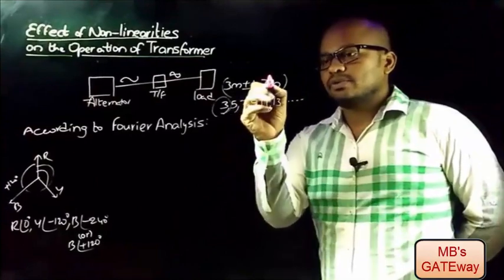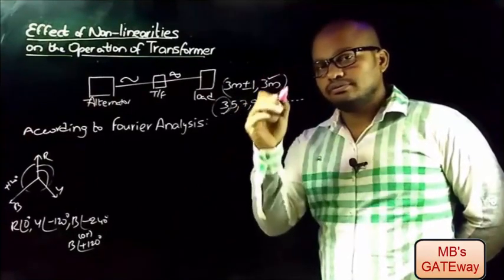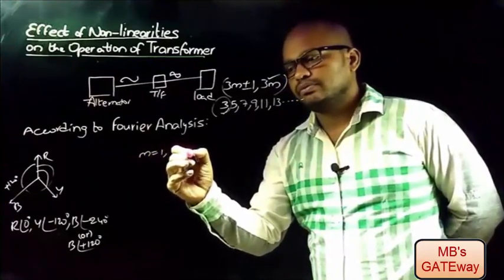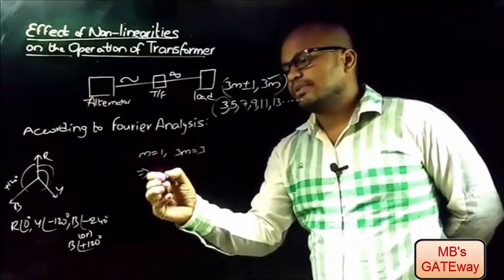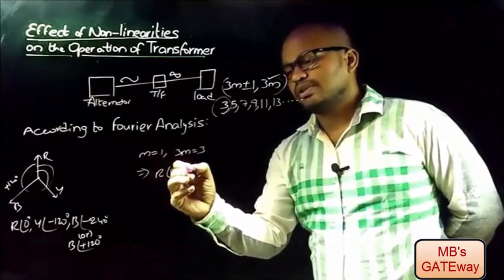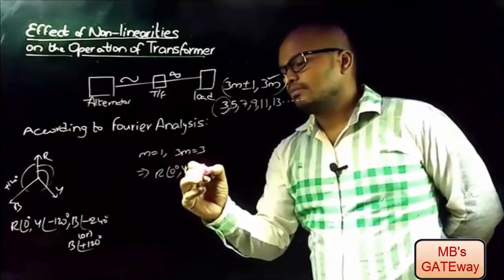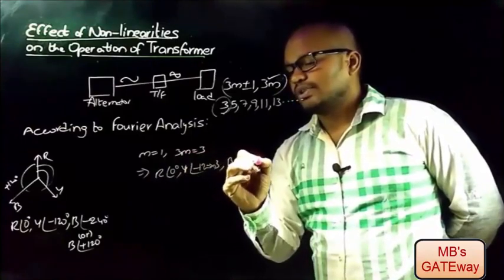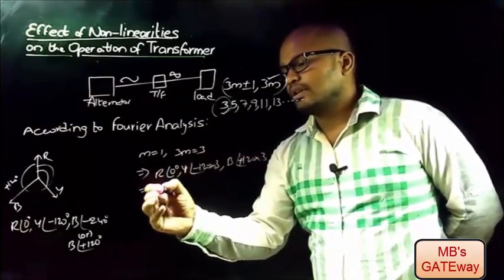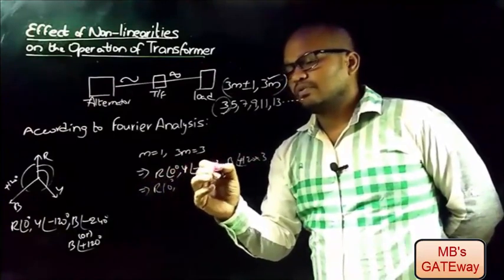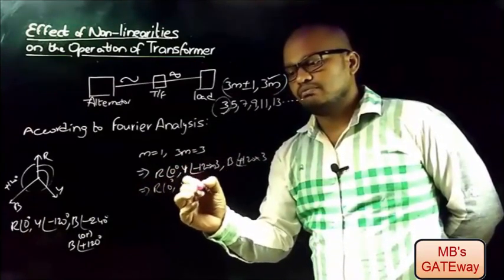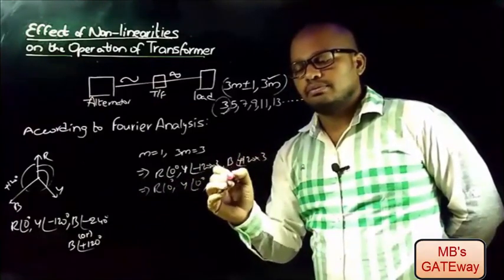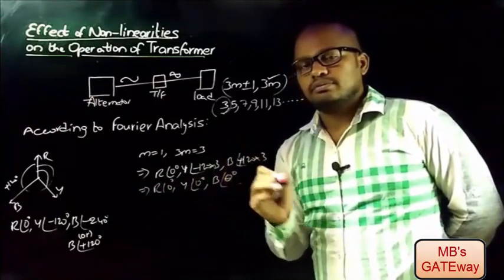Now let's discuss the odd harmonics of order 3m. For m equal to 1, 3m is equal to 3. That implies the phase sequence is R at an angle 0 degrees, Y at an angle minus 120 into 3, and B at an angle plus 120 into 3. That implies R at an angle 0 degrees, and 120 into 3 is 360 degrees, which is equal to 0. Similarly, B at an angle plus 120 into 3 plus 0 degrees, so B at an angle 0 degrees.